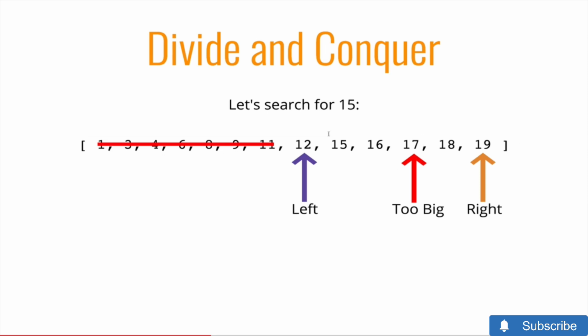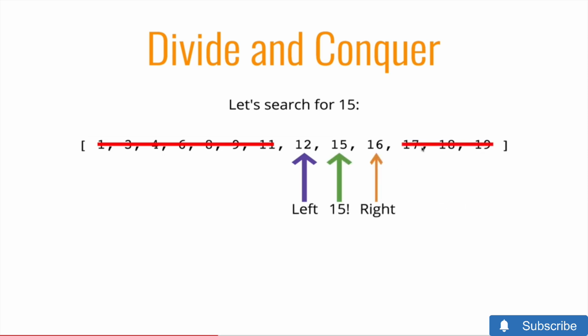Is it on the right side or the left side? And it's on the left side. So we can eliminate 17, 18, 19. And now we have a left at 12, a right at 16, and then the middle is 15, which is our only choice. And we check, is 15 equal to 15? Is it greater than or less than? And it's equal. So we found it.